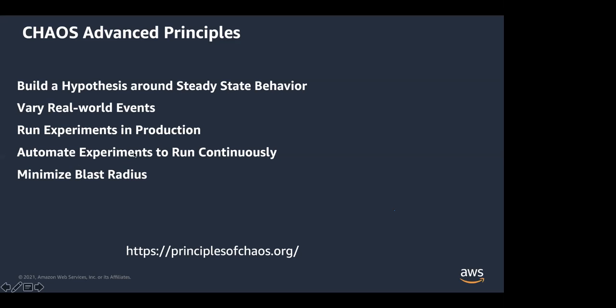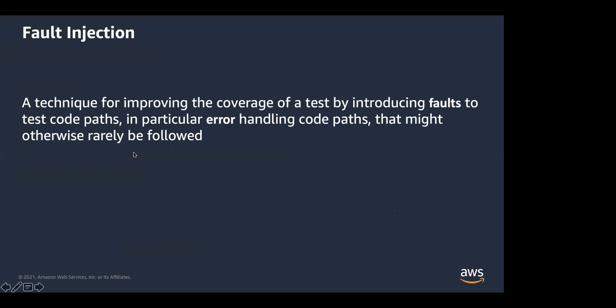Okay, try next slide. And here we go. So what we're going to do is what's called fault injection, which is a technique for improving the coverage of a test by introducing faults to test code paths, in particular error handling code paths that otherwise might rarely be followed. So this is really applicable for software engineering and application design, because you want to make sure you handle all these error codes and error paths. Make sure you handle them properly.